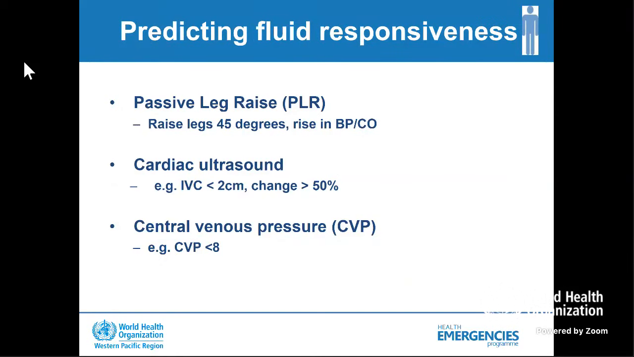So these are 3 tools that can be used to predict fluid responsiveness. And they include what's known as passive leg raise, which is a static parameter. Number 2 is cardiac ultrasound. So looking either at ventricular function or the inferior vena cava size. And this is a dynamic parameter. And then third, looking at central venous pressure monitoring or CVP monitoring. This is also a dynamic parameter, but it's an invasive procedure that needs to be done.